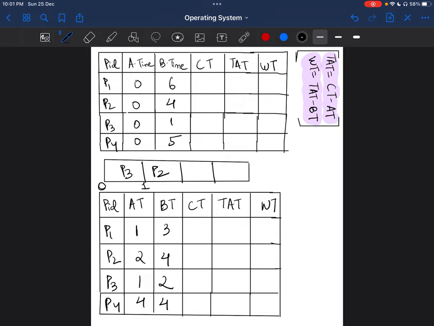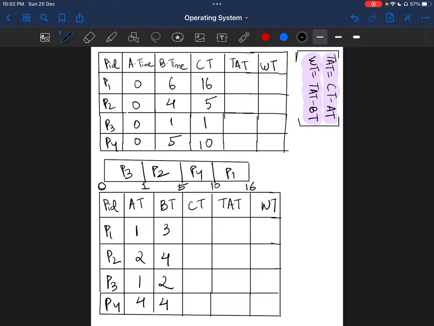So up to what P2? P2 will be going up to 5 because P2 has burst time of 4. Now, what will be given next? Next will be P4 because it has burst time less than P1, and then we'll be giving it to P1, which will be 16. The completion time of P1 will be 16 and the completion time of P2 will be 5. Completion time of P3 will be 1. The completion time of P4 will be 10.